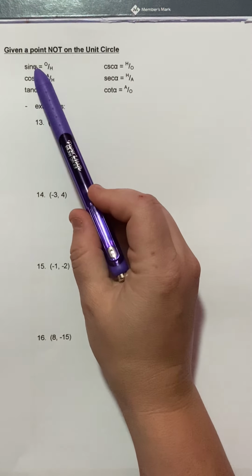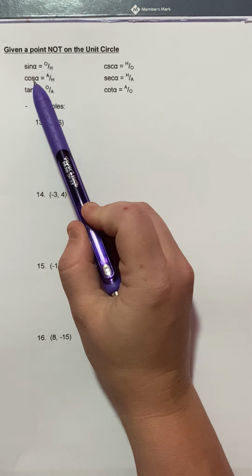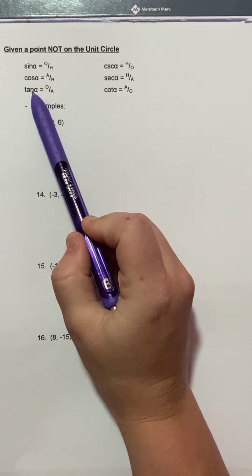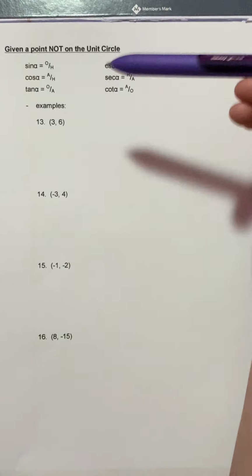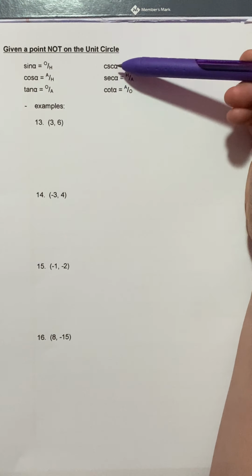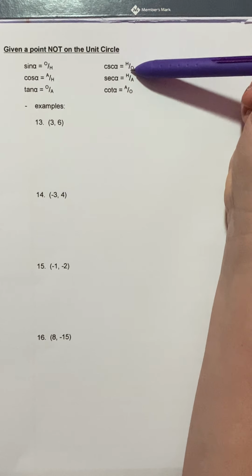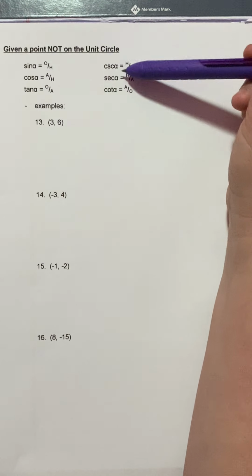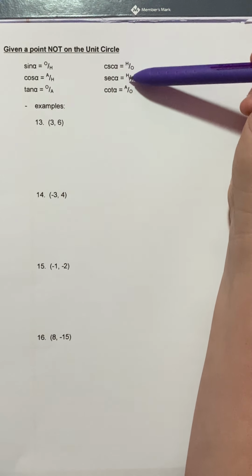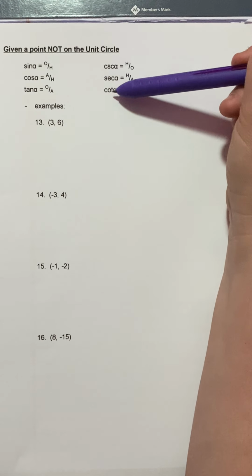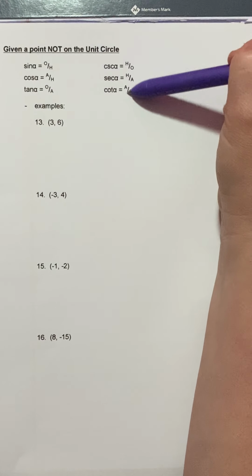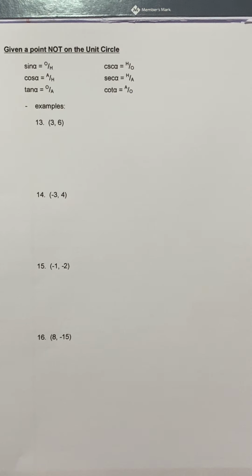So remember, sine was opposite over hypotenuse, cosine is adjacent over hypotenuse, tangent is opposite over adjacent, and these are my reciprocal functions right here. Cosecant's reciprocal is sine, so it's flipped upside down, hypotenuse over opposite. Secant's reciprocal is cosine, so it's flipped upside down, hypotenuse over adjacent. And cotangent's reciprocal is tangent, so it's flipped upside down, adjacent over opposite.